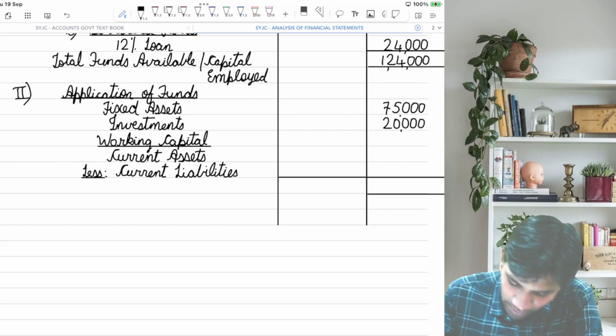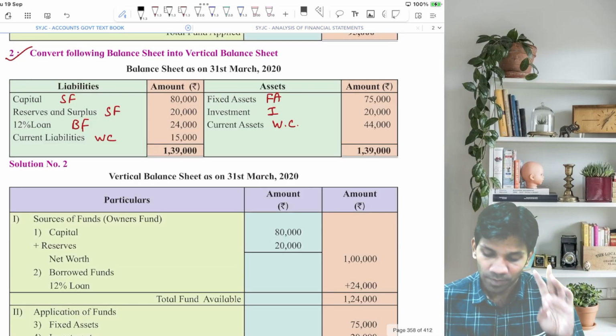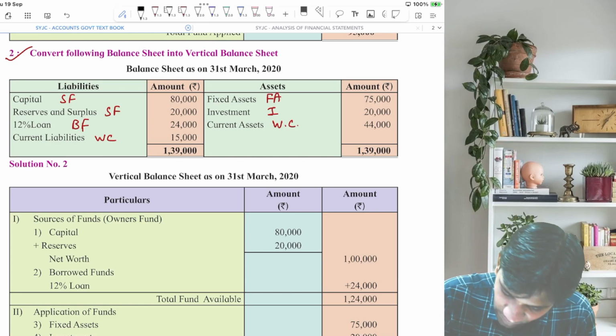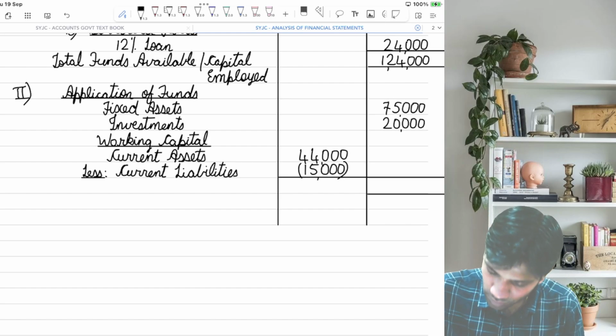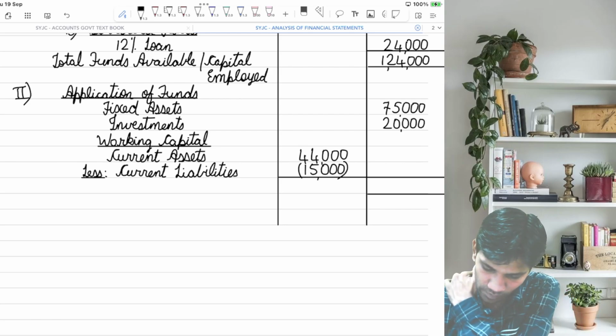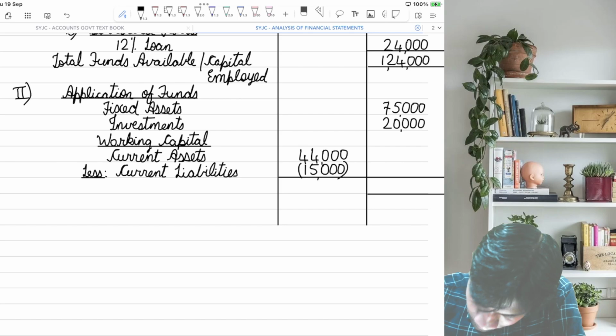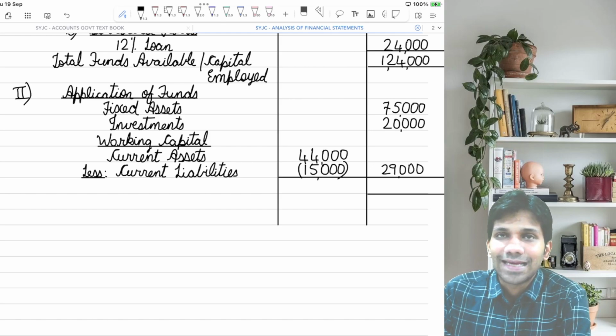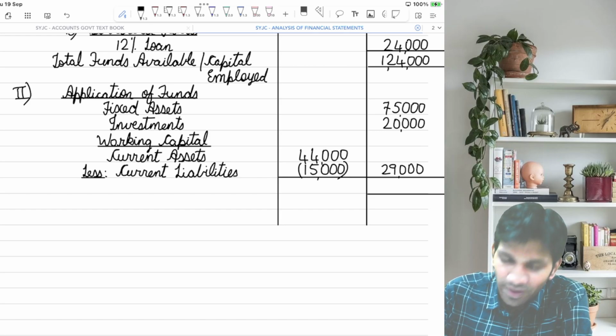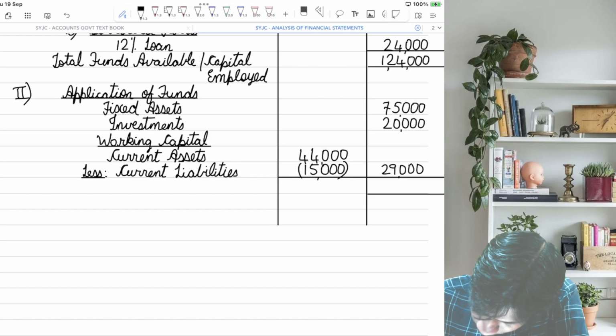This is my balance sheet tally amount. Let's see what is current assets and current liabilities. Current assets 44,000. Current liabilities 15,000. 44 minus 15. Let's minus this. 44 minus 10, 34. 34 minus 5, 29. 75 plus 20, 95. 95, 105, 115, 135, 124,000.